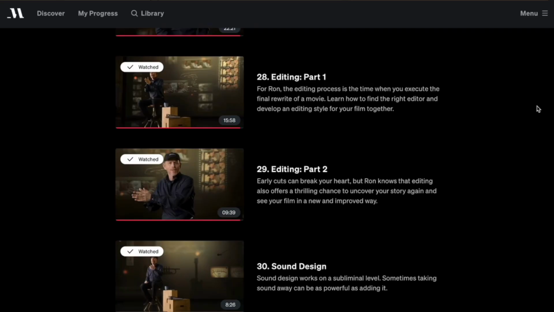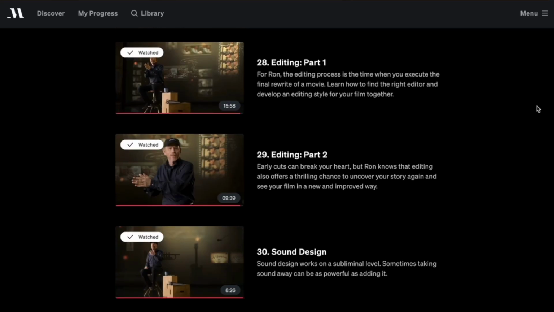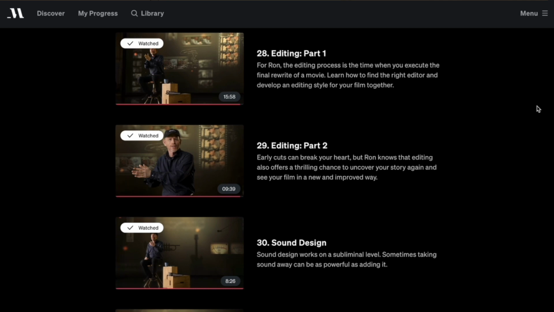After the filming has wrapped up, you of course need to edit the film together in order for it to be a final product. So he gets into that here, lessons 28 and 29. Sound design is also something that is done in the editing room, and with that also comes the music and scoring. He talks about the effect that music can have on a scene.